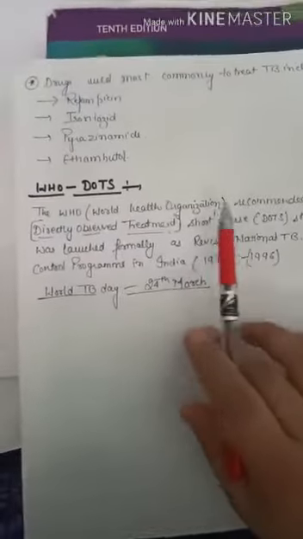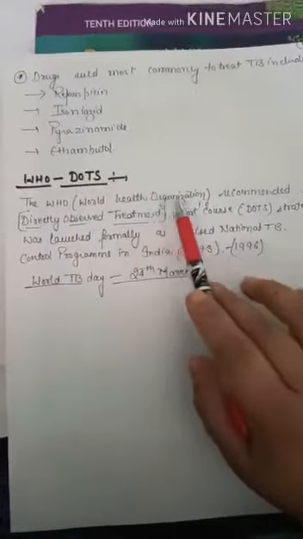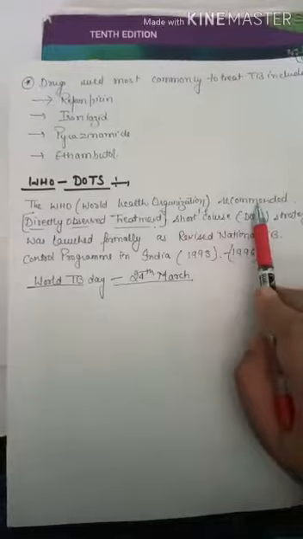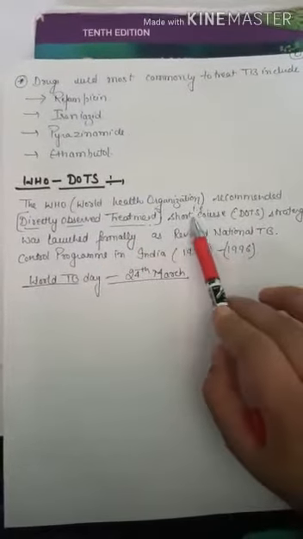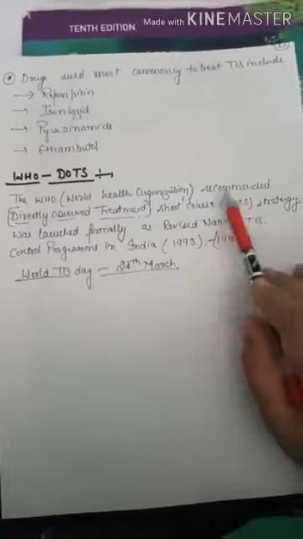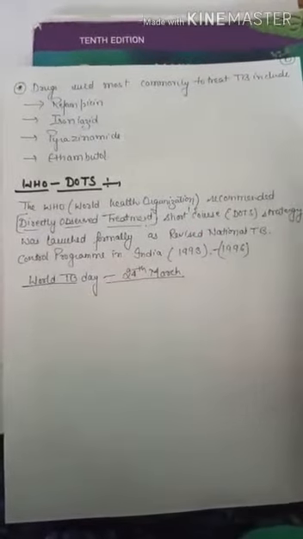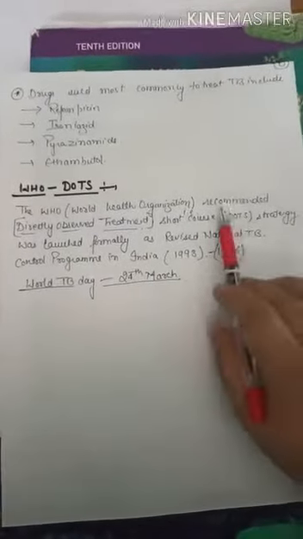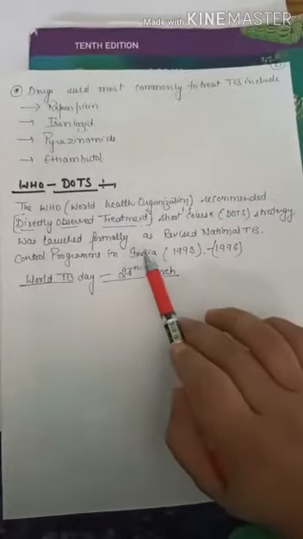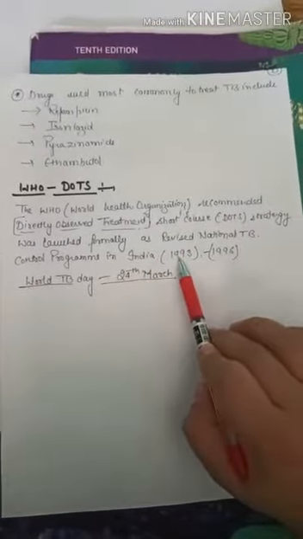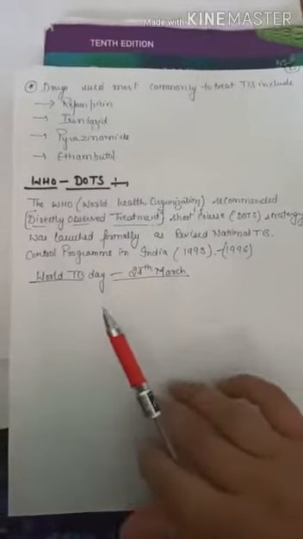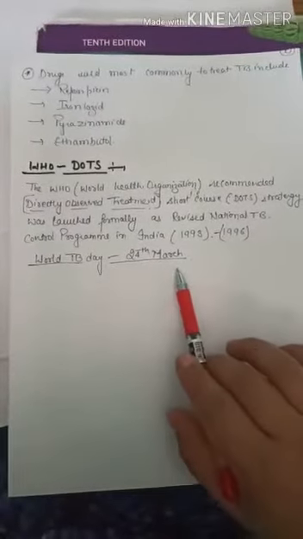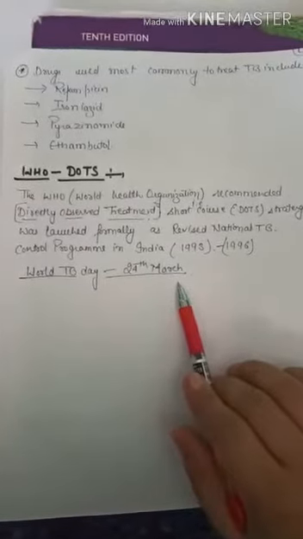WHO DOTS. The WHO, World Health Organization, recommended directly observed treatment short course, that is DOTS therapy, which was launched formally as the Revised National TB Control Program in India from 1993 to 1996. World TB Day is celebrated on 24th March.